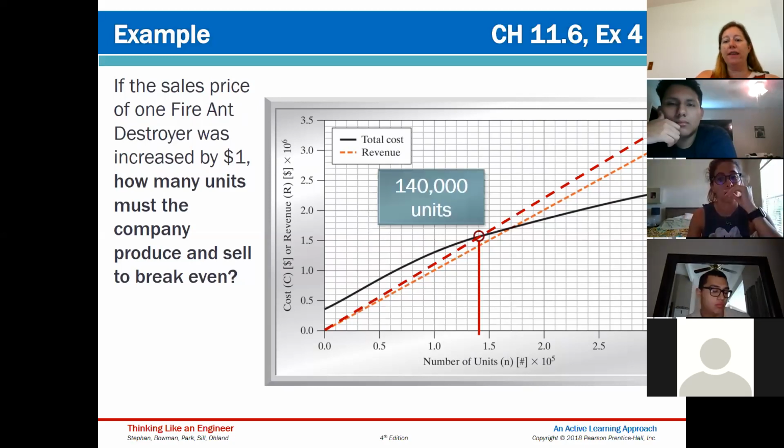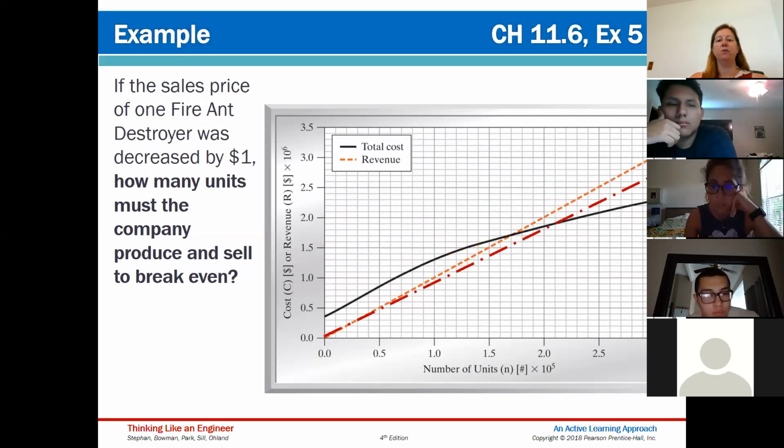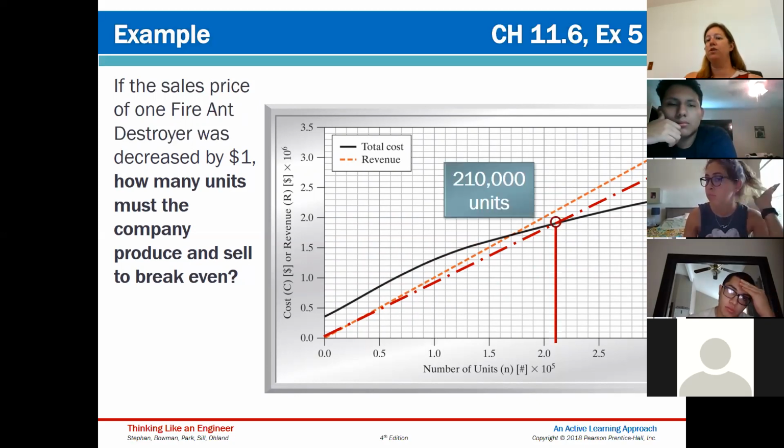So at 140,000 units, what happens if we go in the other direction and decrease it by $1? So now it's $9 per unit instead of $10 per unit. $210,000. So we're looking at 210,000 units.